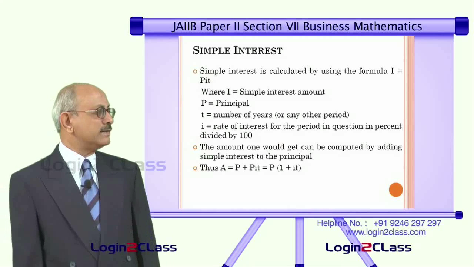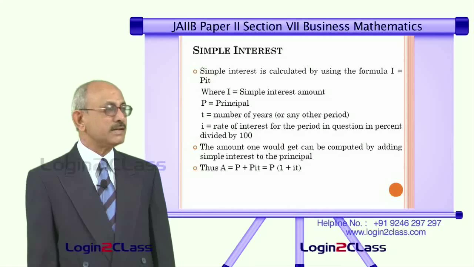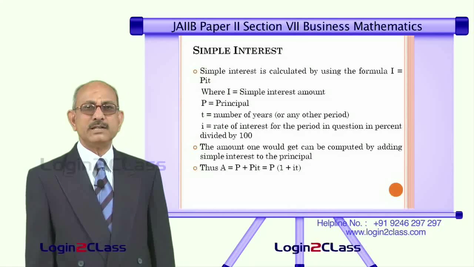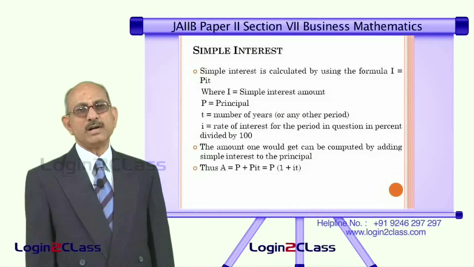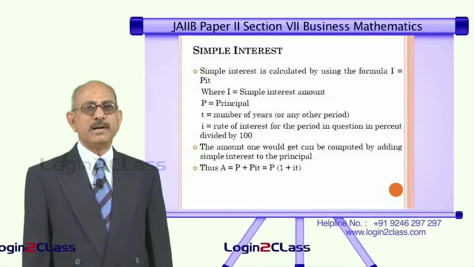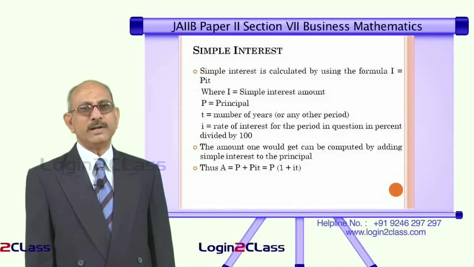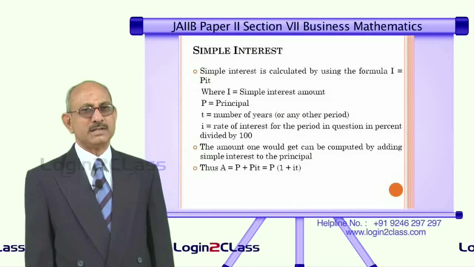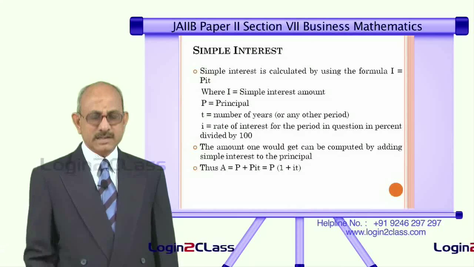Normally, when 100 is not taken, then I always denotes the rate of interest in decimals. For example, if it is 8% rate of interest, I here will be 0.08. If it is 12% interest, I will be 0.12. Or if you want to take it as 12, then you have to divide it by 100. So, this has to be remembered. Whenever an example is given, if you take it as PNR upon 100, there R becomes the rate of interest in percentage. If you take it as PIT, then I becomes the rate of interest in decimals.